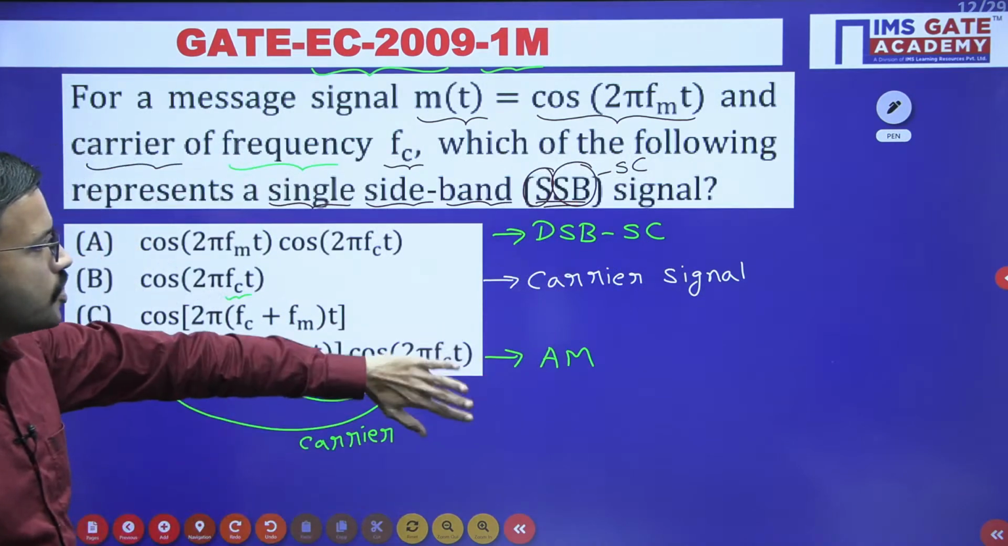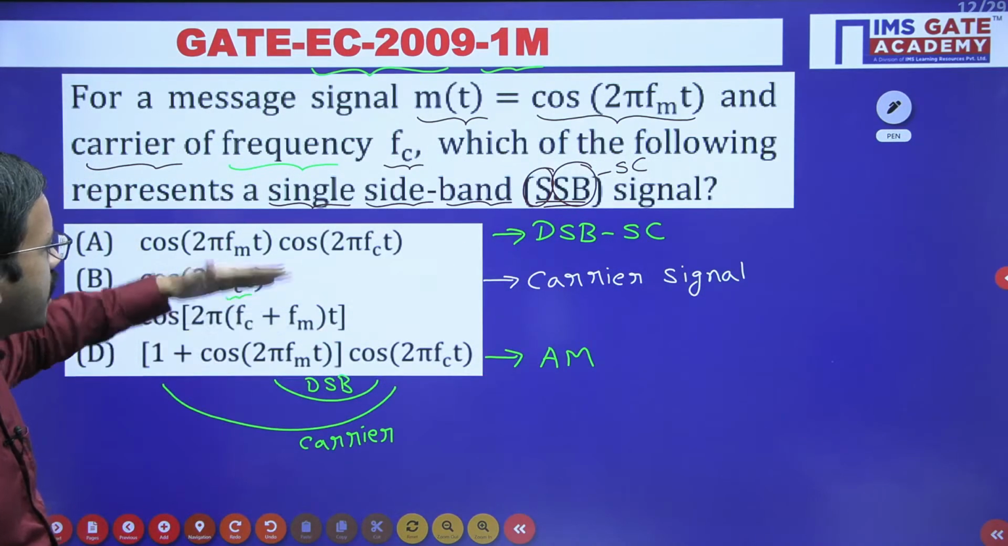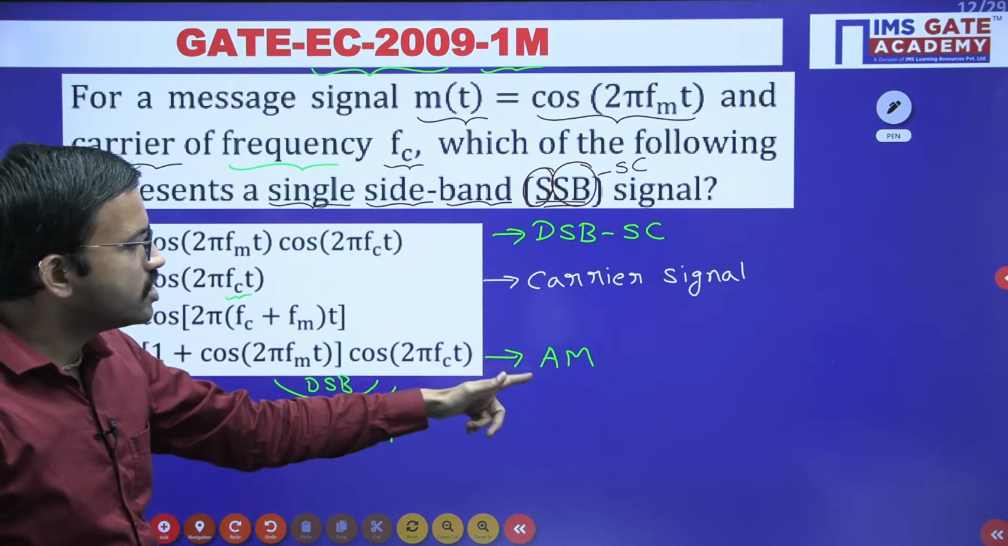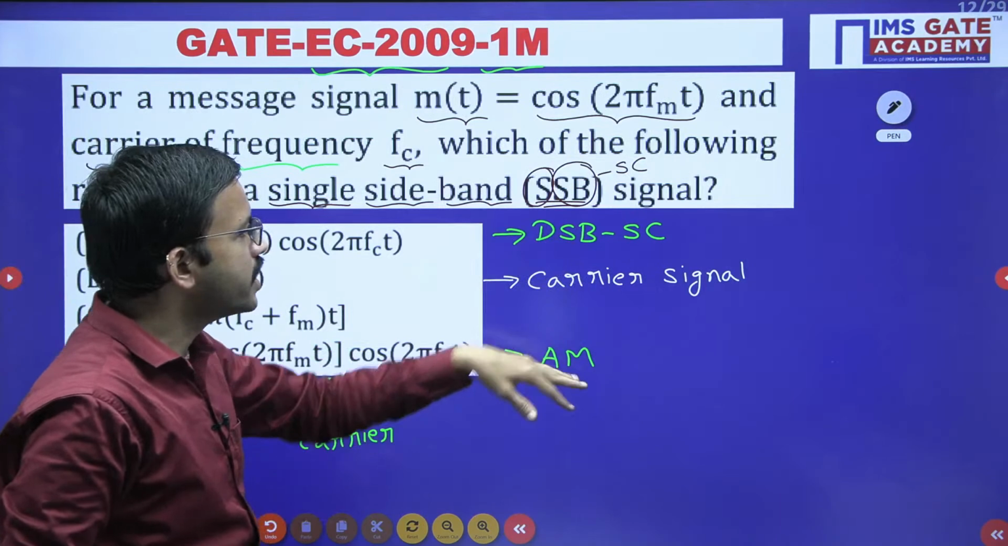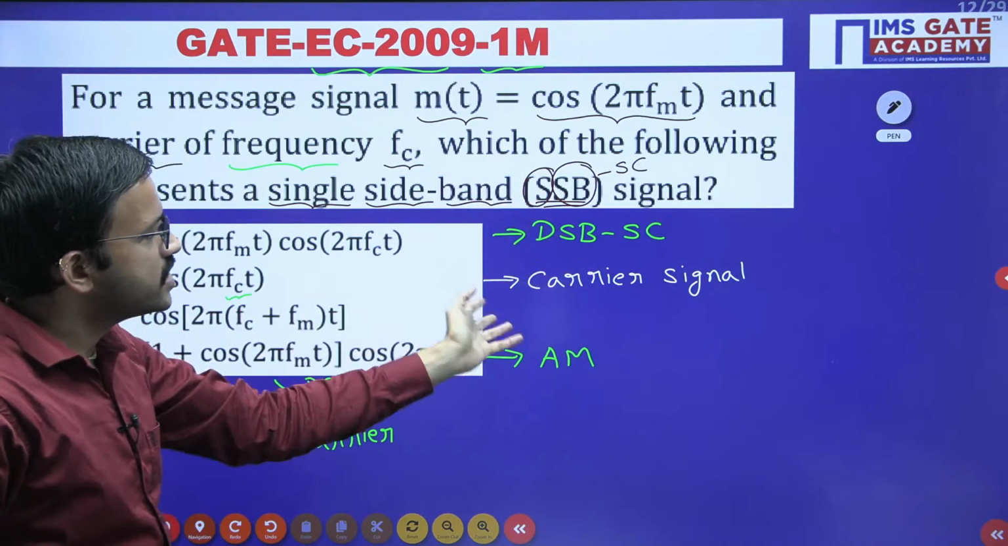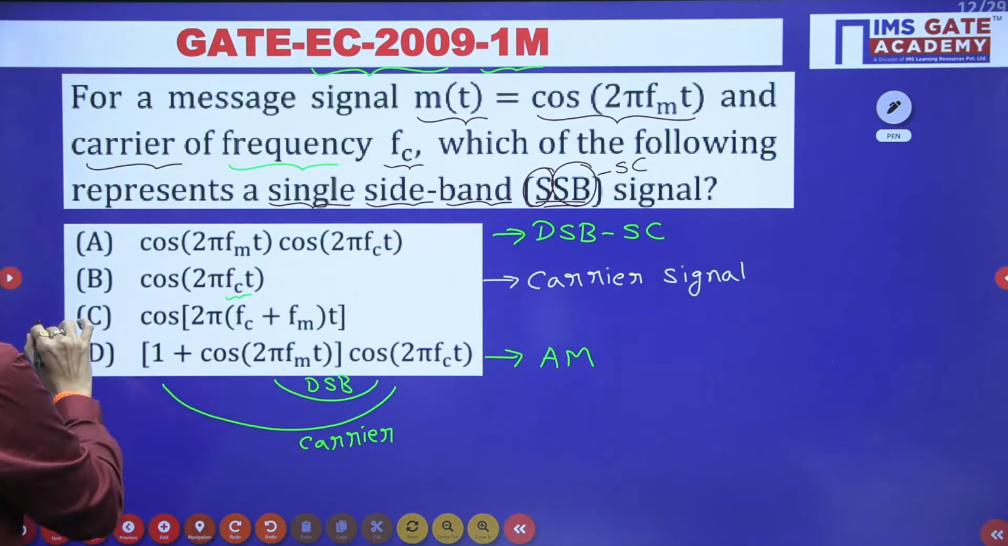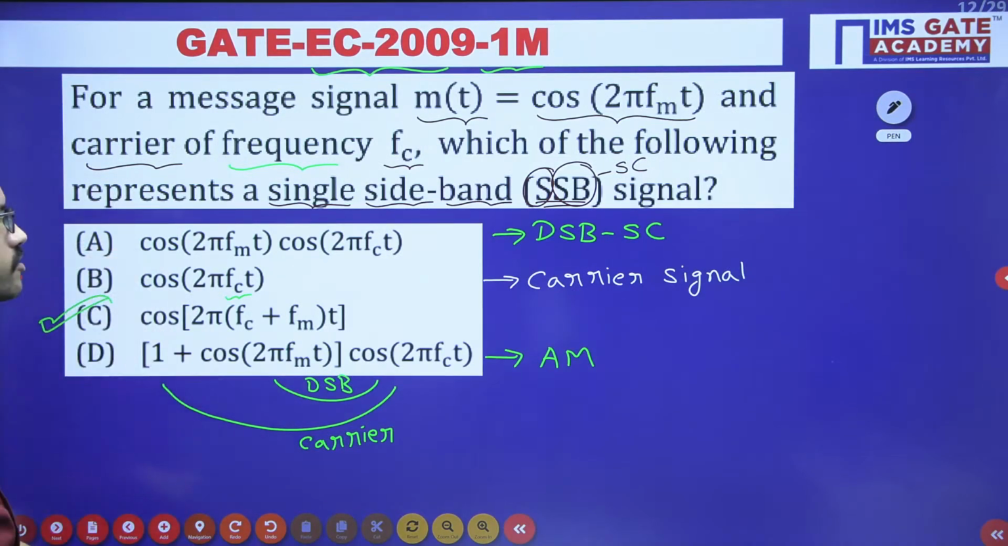Right? If you observe, other than option C, regarding the remaining three choices, in one choice you are getting AM, in one choice you are getting DSB-SC, and in one choice you are getting the carrier. Obviously, any of these three are not matching SSB-SC. So obviously you can choose option C as the correct one.